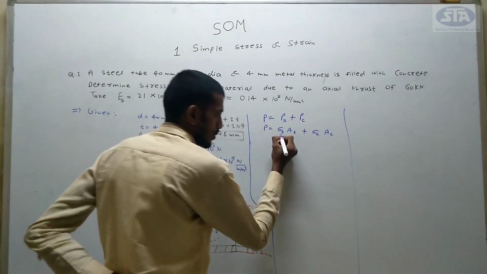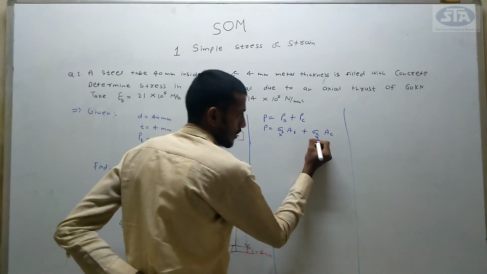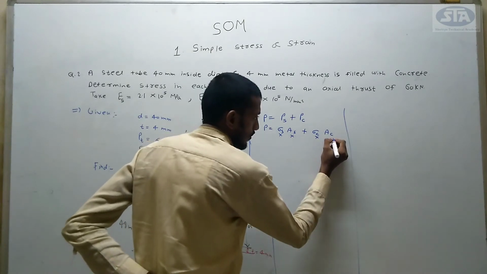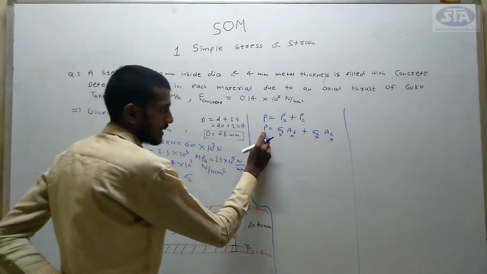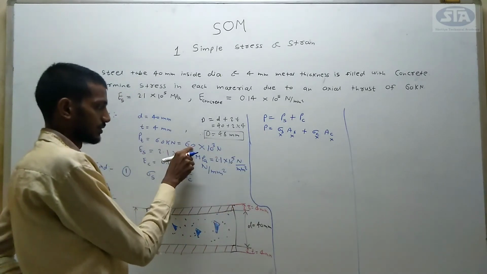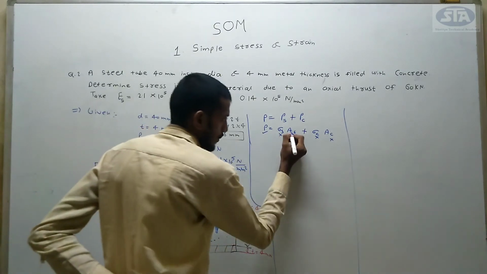Okay, we have to find out sigma of steel and sigma of concrete. We also don't know the area of steel and area of concrete, but we only know the total force. That total force is already given, 60 kilonewton. Okay, only we know this force P. Now we have to calculate area of steel.